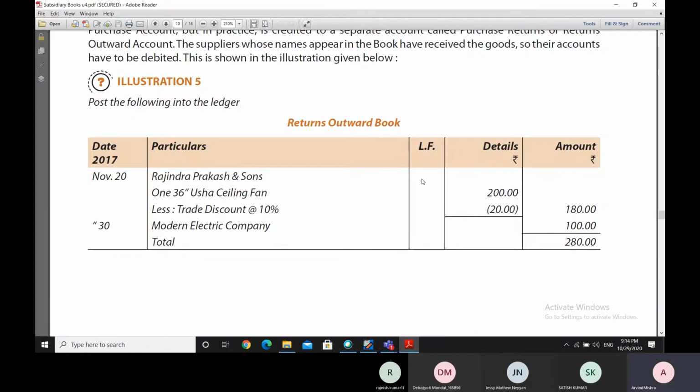So we have been given a return outward book, that we have purchased something and then we have returned it back. This contains an entry that an amount of 200, which is a 136 inches Usha ceiling fan, is returned back, and the less trade discount is also reduced because this trade discount was given earlier. 200 minus 20 is 180, and apart from that, on 30th of November, some item is returned back to Modern Electric Company also for 100 rupees.